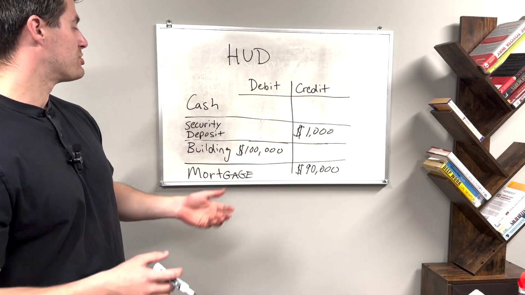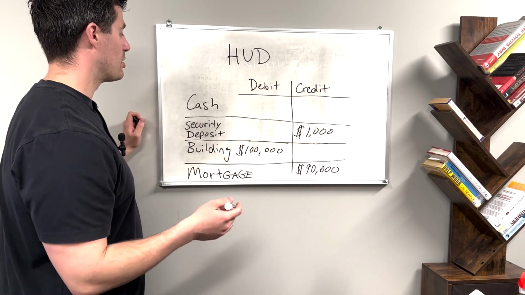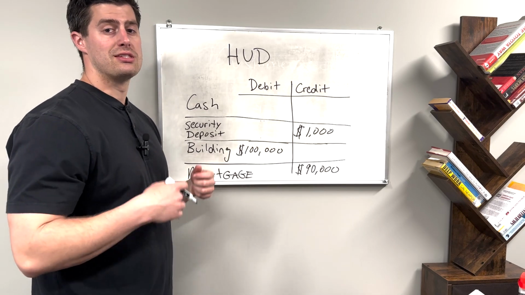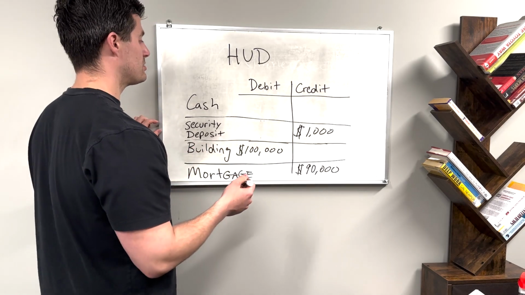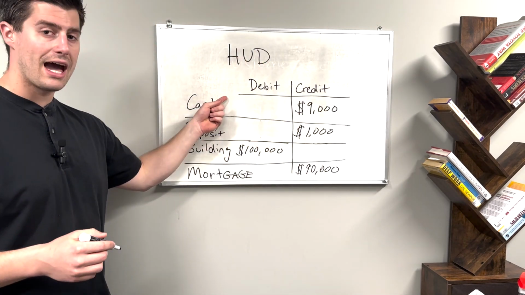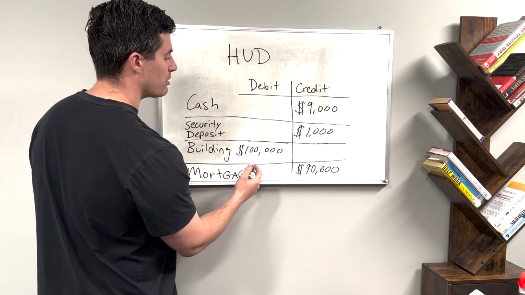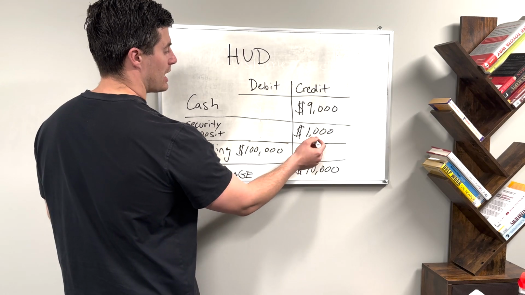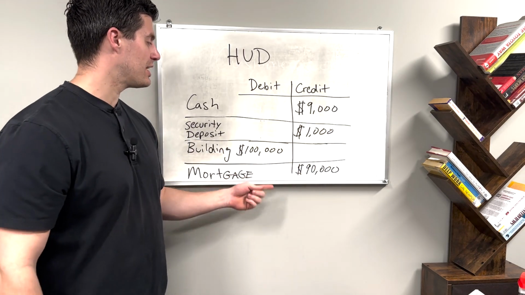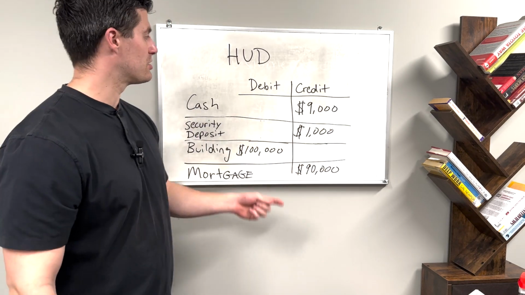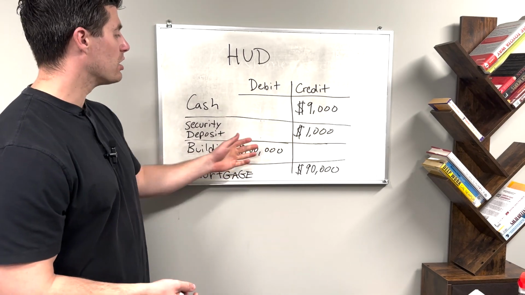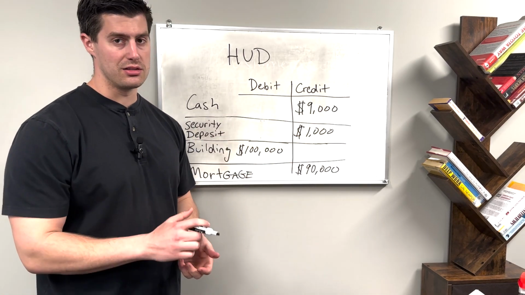And then finally, there's a $9,000 discrepancy. So we probably are going to send them a check for $9,000. So we're going to credit the cash account for $9,000. So if you look, $100,000 building, $90,000 plus $1,000 plus $9,000, $100,000 equals $100,000. Debits and credits match, and all of these numbers should be straight from the HUD statement.